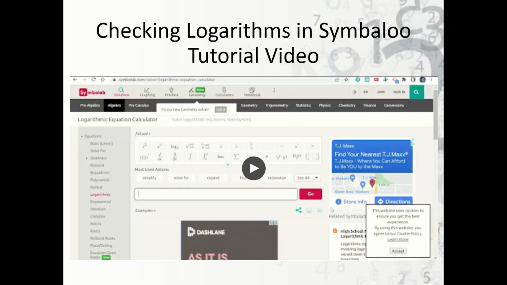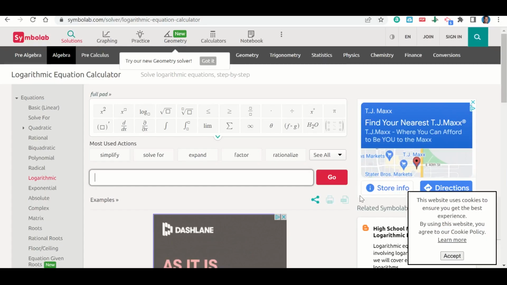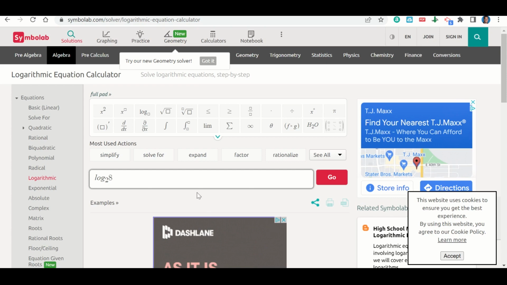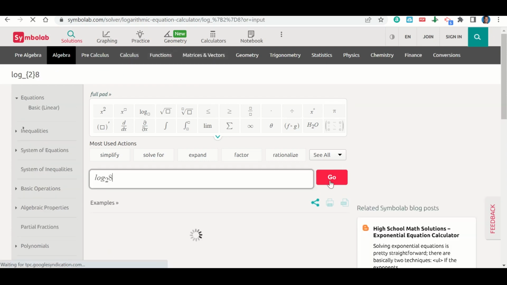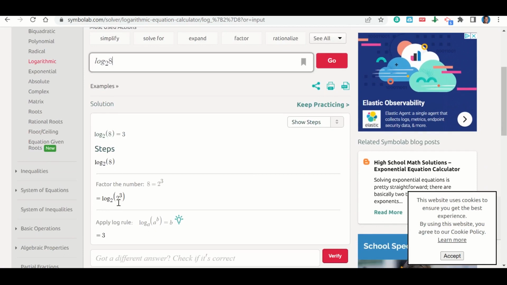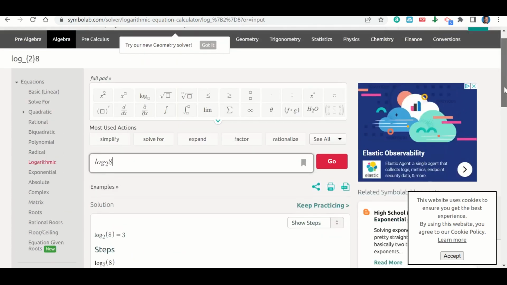Now there's a video here that shows you how you can check logarithms using Symbolab. So you can go ahead and watch this video. Let's talk now about how to use the logarithmic equation calculator to check your work when dealing with logarithms. So let's say that we were given log base 2 of 8, and we needed to solve this. Well, we can go ahead and enter that in and click go, and it tells me exactly what the answer is. It says log base 2 of 8 is 3, and it gives me steps to show me exactly how that works. So that's one way you can check just a simple logarithmic equation.